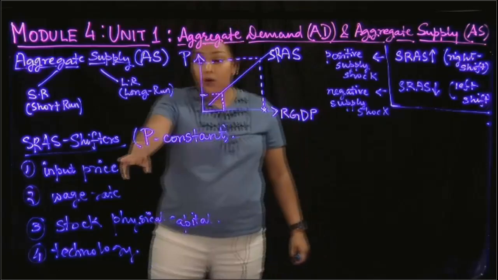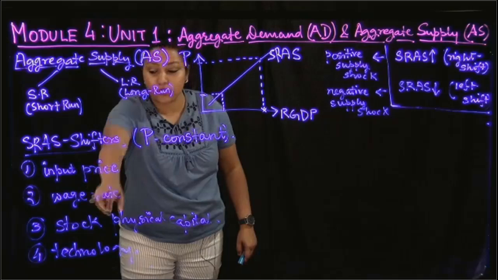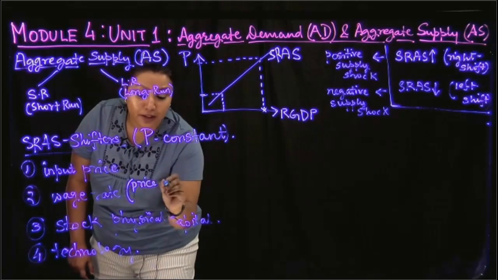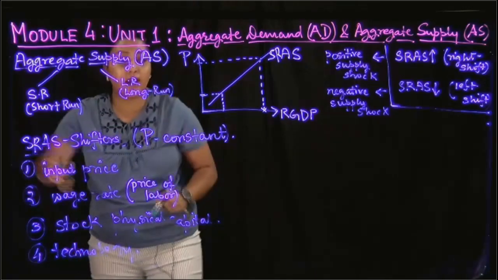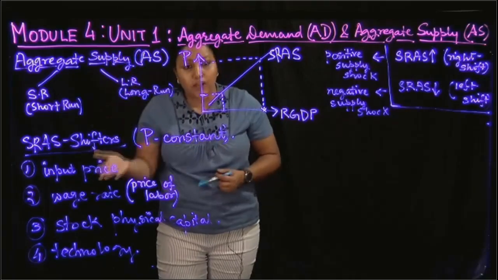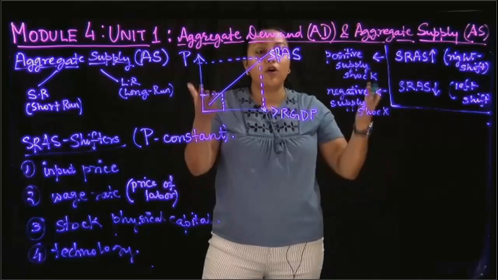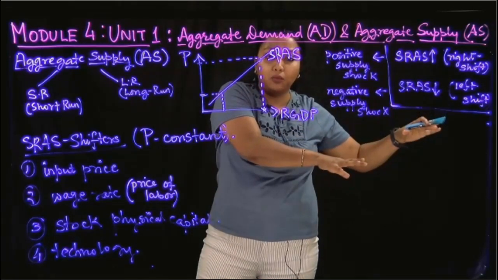aggregate supply. Now you can see that wage is also one kind of input price, right? So wage rate is basically the price of labor, where labor is an input, right? So basically you will see the same impact for 1 and 2. If your input price goes up or your wage rate goes up, what you're going to see is an increase in the cost of production. So the aggregate supply is going to come down, isn't it?